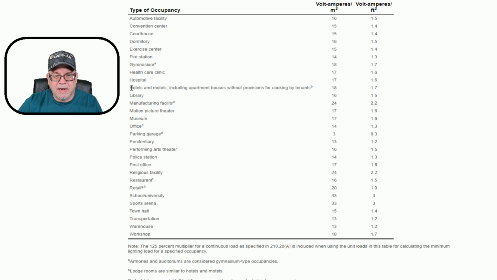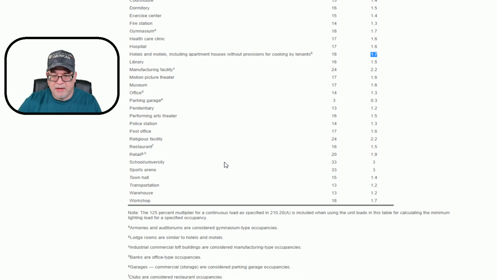Here we go. So we got hotels and motels. Okay. So here we see hotel and motel. Ours was a motel, I believe. And it says 1.7 VA. Okay. 1.7 VA is the value that we're going to use for our equation. Okay. So that's what we're going to use.